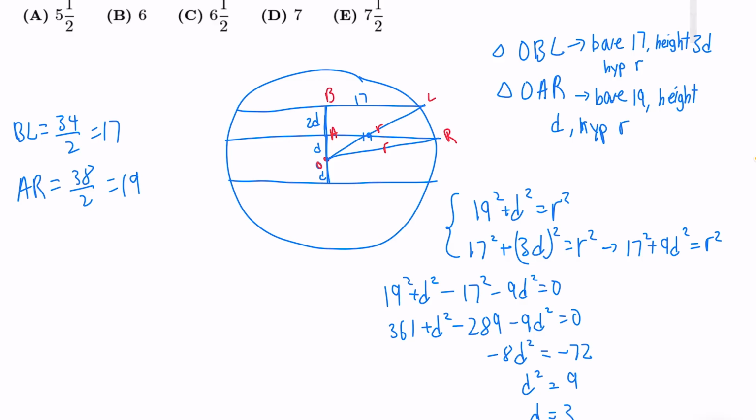Okay, so I misspoke earlier, but we solved for D to get D equals 3. But then keep in mind that D is just this segment right here. It's half of the distance between the two parallel lines. So we must double it to get the full length. So we must multiply by 2, which gives us 6. So the answer is B.